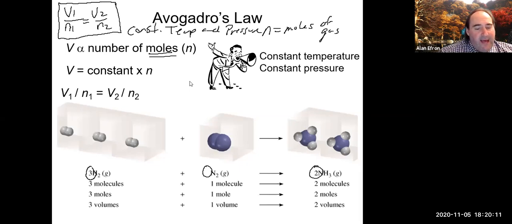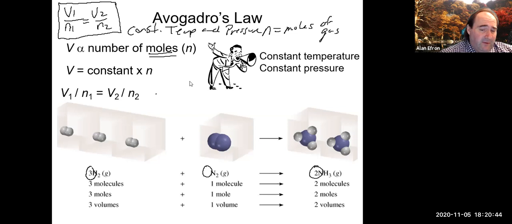And we can also add to this mole to mole relationship, molecule to molecule relationship, a volume to volume relationship when we're dealing with gases under constant temperature and constant pressure. That's because as the volume changes, the moles change pretty much proportionally. In this equation, we could come up with three volume to volume relationships, very similar to how we do mole to mole relationships.